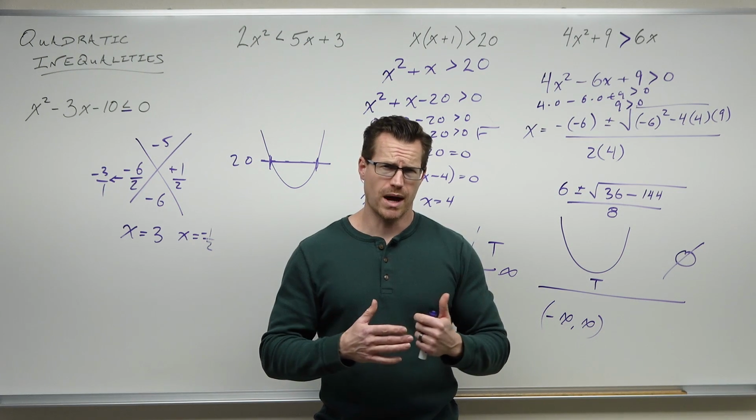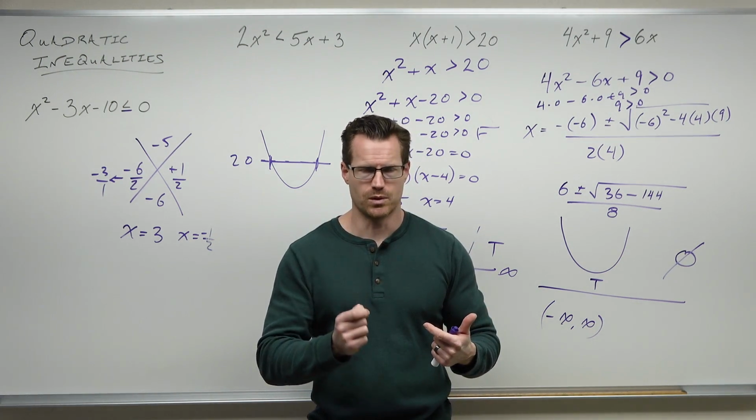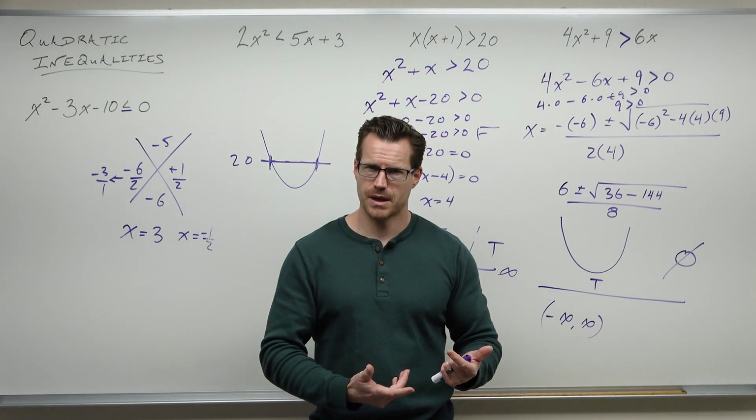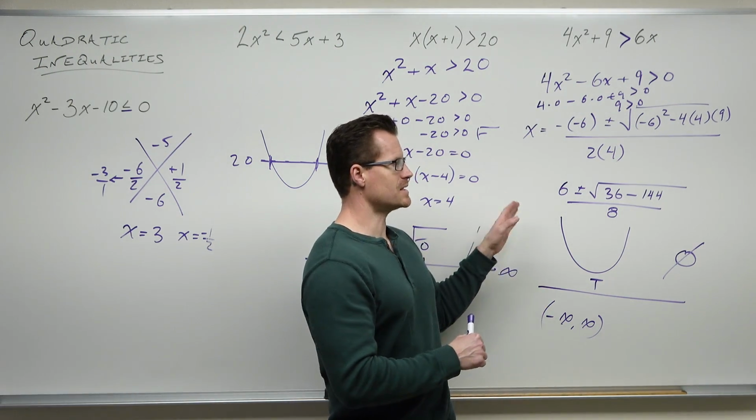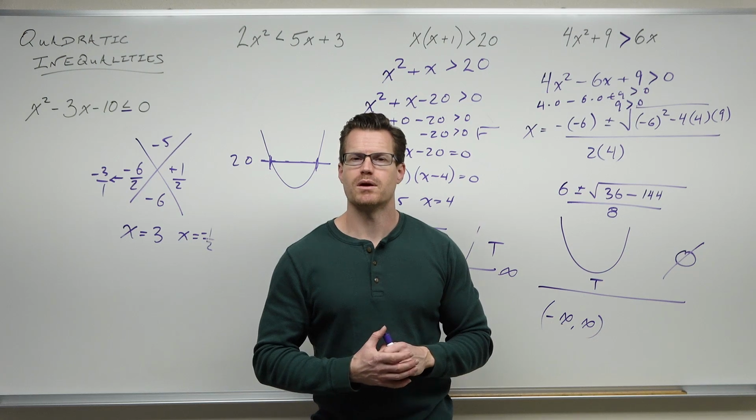And later on, when we do rational inequalities, it's going to make a lot more sense because we'll talk about multiplicity. And we'll talk about even and oddness of vertical asymptotes, and I can make these things work really well if you understand the picture version.